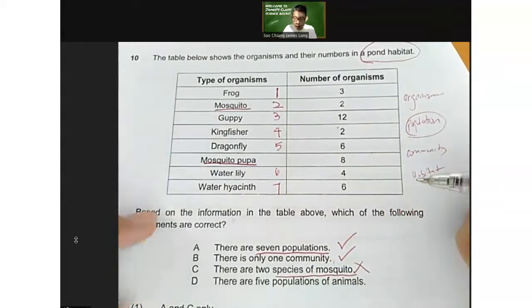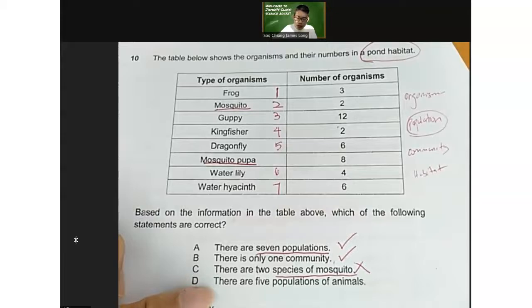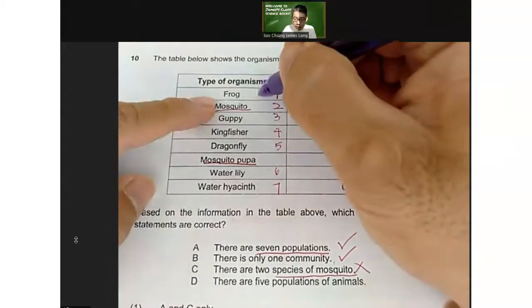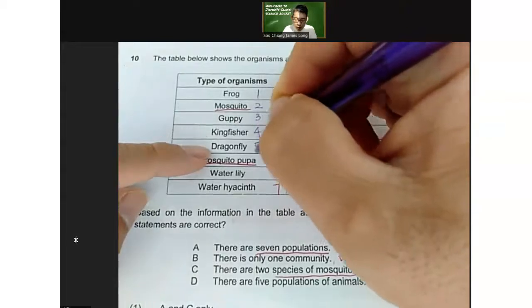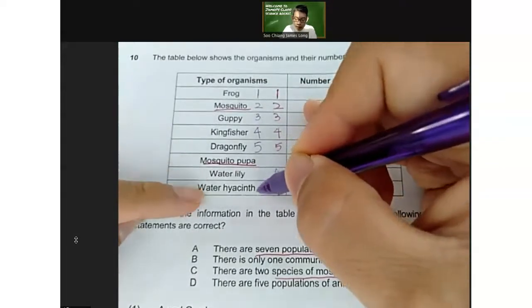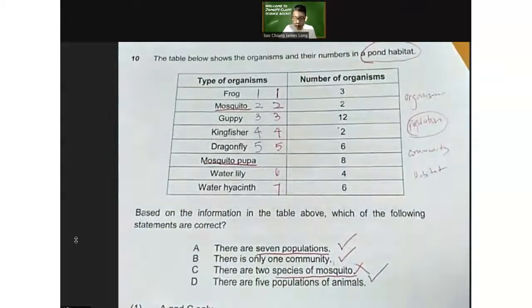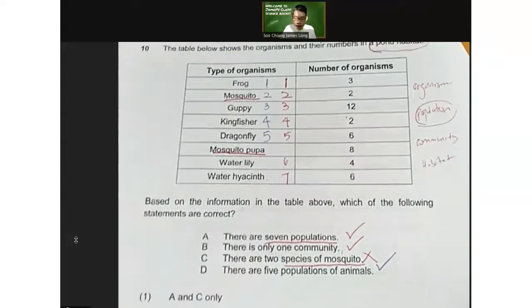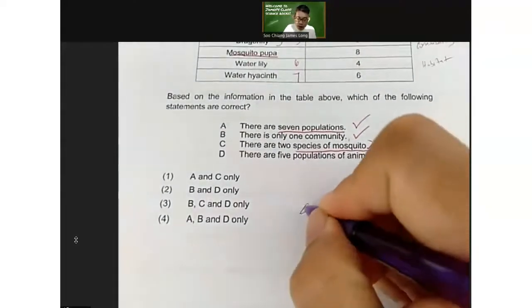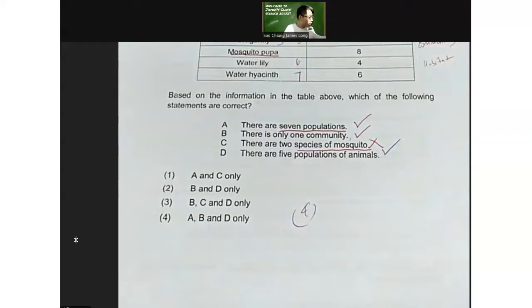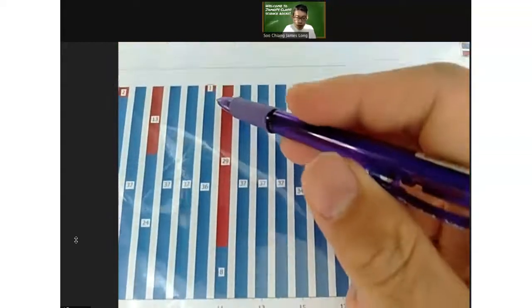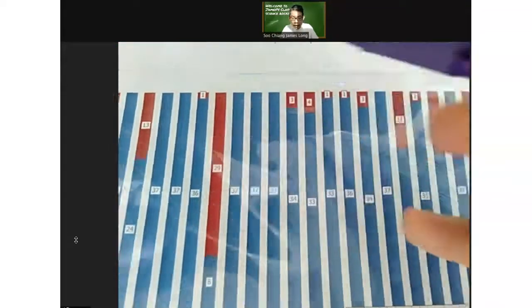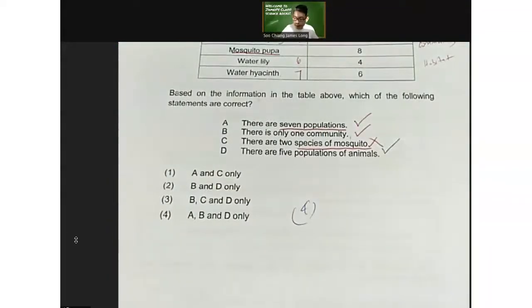This is wrong. There are 5 populations of animals. Let's see, animals. 1, 2, 3, 4, 5. I don't count this. This is plants and plants. Yes, that's true. 5 populations of animals. So A, B, D are the correct options. So answer is 4. So question 10. Okay, well done. Question 10, everyone got it right, except for one person. So this one person, try and figure out where you made your mistake.